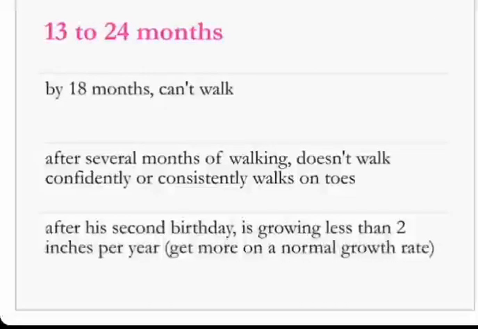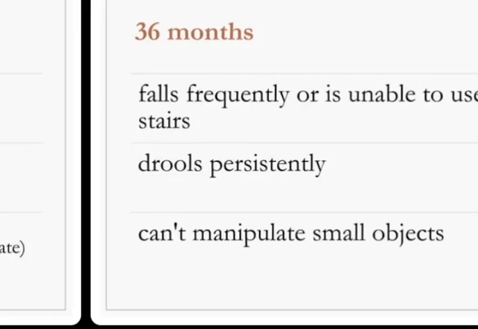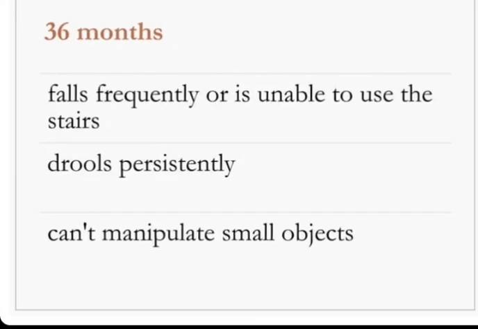In 12 to 14 months, by 18 months, they can't walk. After several months of walking, doesn't walk confidently or consistently, walks on tiptoes. After his second birthday, he is growing less than 2 inches per year. At 36 months, they fall frequently, are unable to use stairs, drool persistently, and can't manipulate small objects.